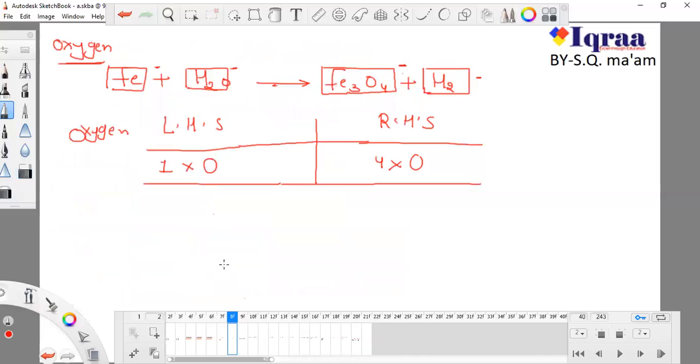Now we need to balance this, and how are we going to balance this? First of all, I will make changes here. Where oxygen is present, I will do something to make a change here.